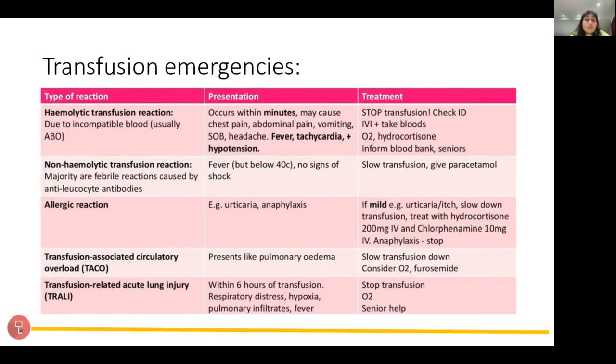So usually we give 1 unit of red blood cells over 2 hours. So I would just slow it down to 1 unit over 4 hours or 5 hours, for example. And obviously, to manage their fevers, just give them some paracetamol.